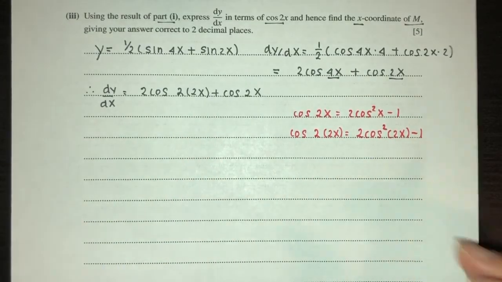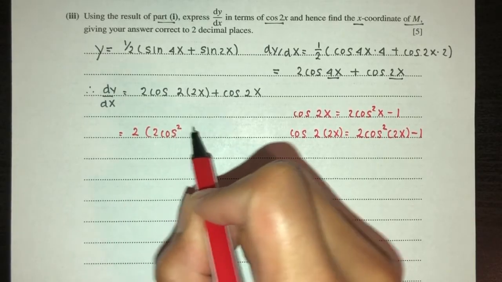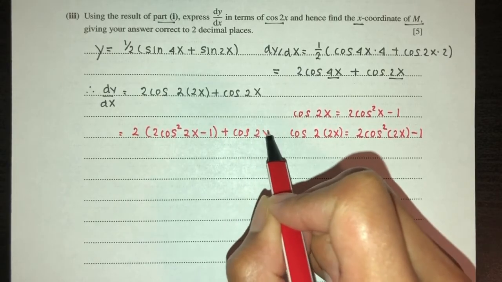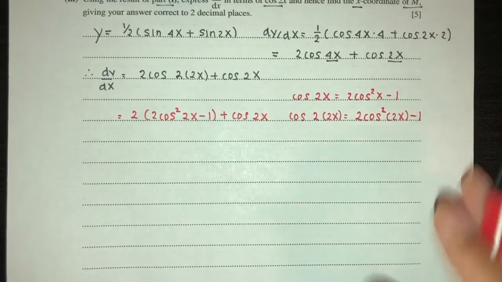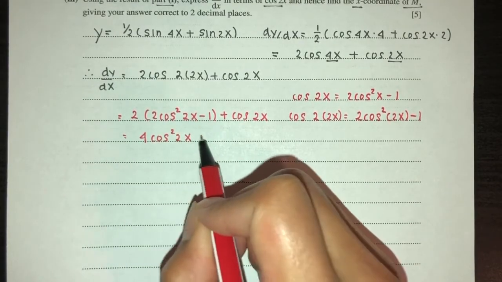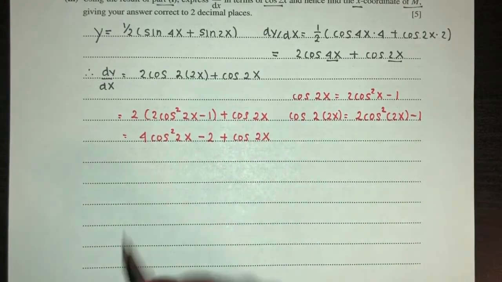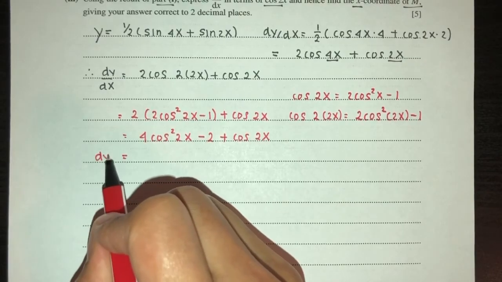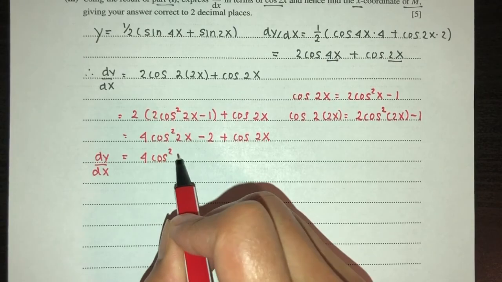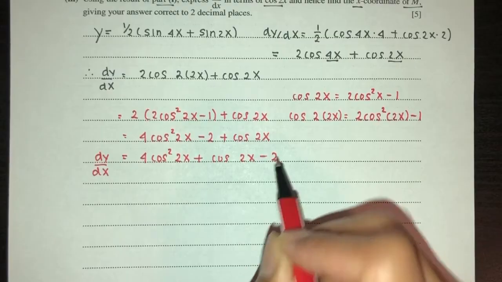Now replace back in your equation, you will have 2 of 2 cos square 2x minus 1 plus cos of 2x. Now let's expand and simplify. You will have 4 cos square of 2x minus 2 plus cos of 2x. Now this is your dy by dx in terms of cos 2x, which is 4 cos square 2x plus cos 2x minus 2.